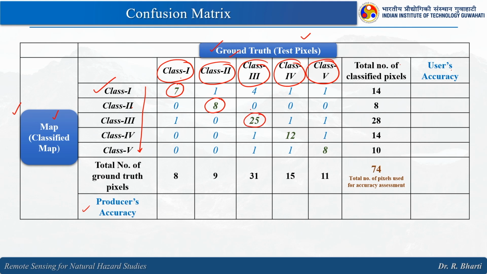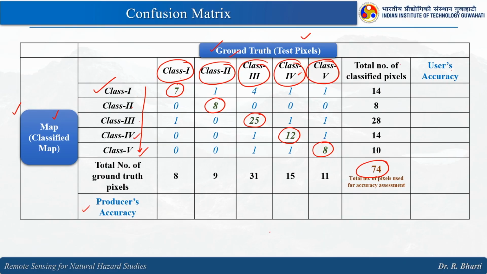25 pixels are correctly classified as class 3, 12 pixels are correctly classified as class 4, and 8 pixels are correctly classified as class 5. So this kind of table you have to generate for your image, and once you add them, this is the total number of pixels which are correctly classified, 74. Now we will see the row. So this is image classification.